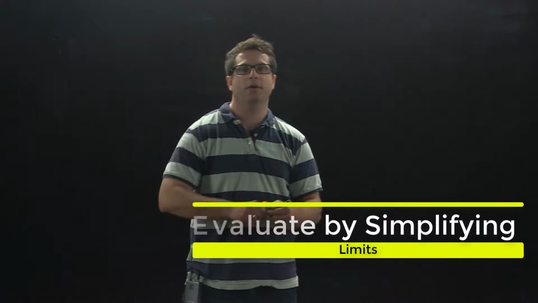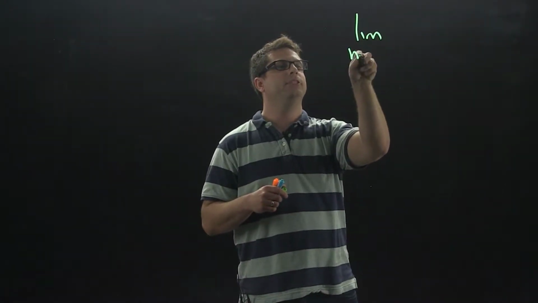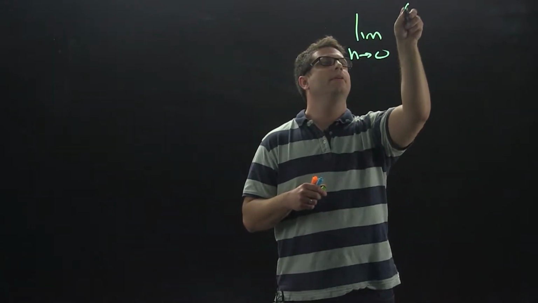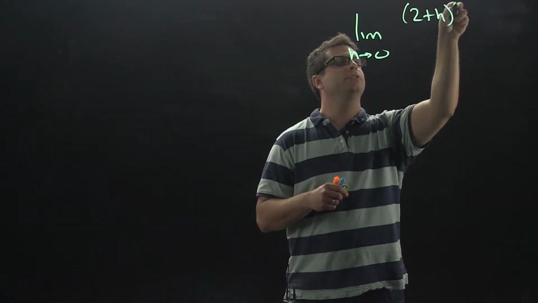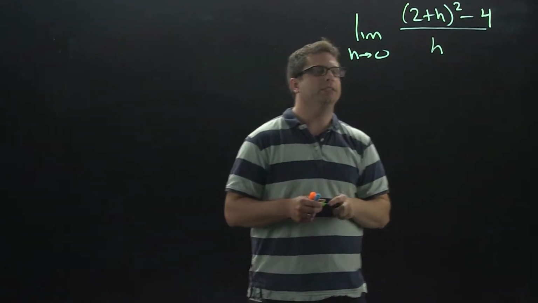In this video, we are going to evaluate the limit as h goes to 0 of (2 plus h) squared minus 4, all over h.